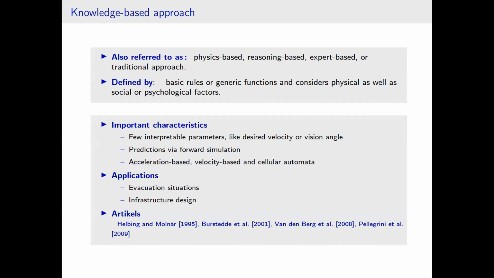Famous classes of the knowledge-based approach are the acceleration-based models, the velocity-based models, or the cellular automata models. Applications are, for example, in evacuation situations or in infrastructure design. And here are some famous articles, for example, from Helbing or Burstedde or Van den Berg.